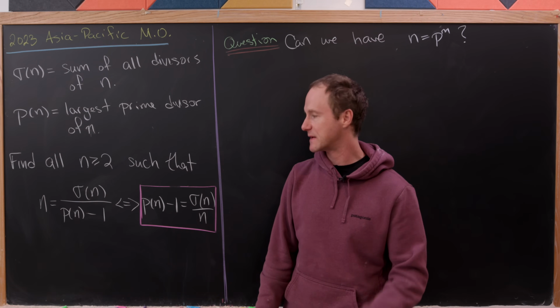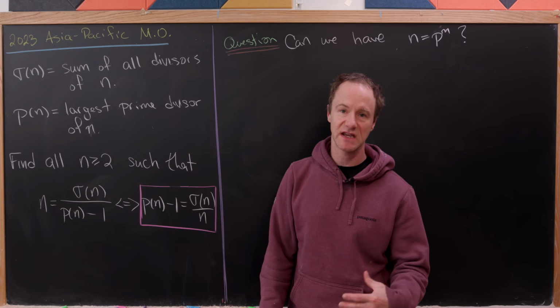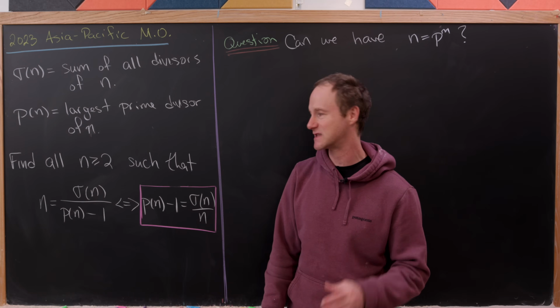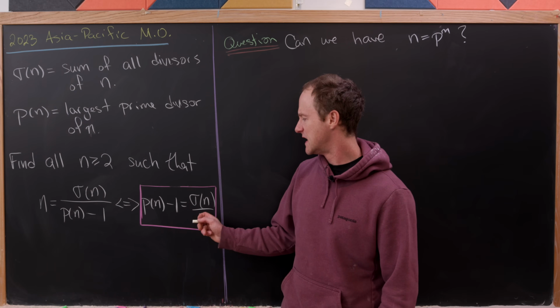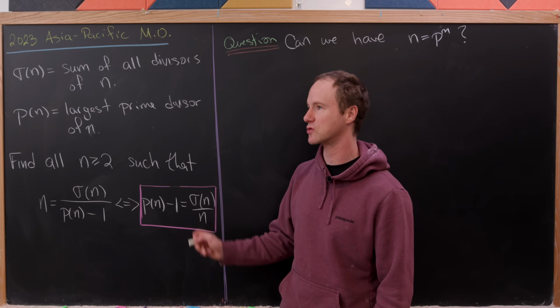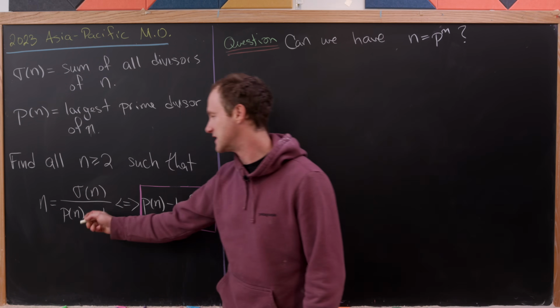But let's quickly observe that that's equivalent to the following equation. We have sigma of n over n is equal to p of n minus 1. And actually, that's the version that we want to work with. That's because this right-hand side is kind of a more natural shape or a natural object than the right-hand side over here.